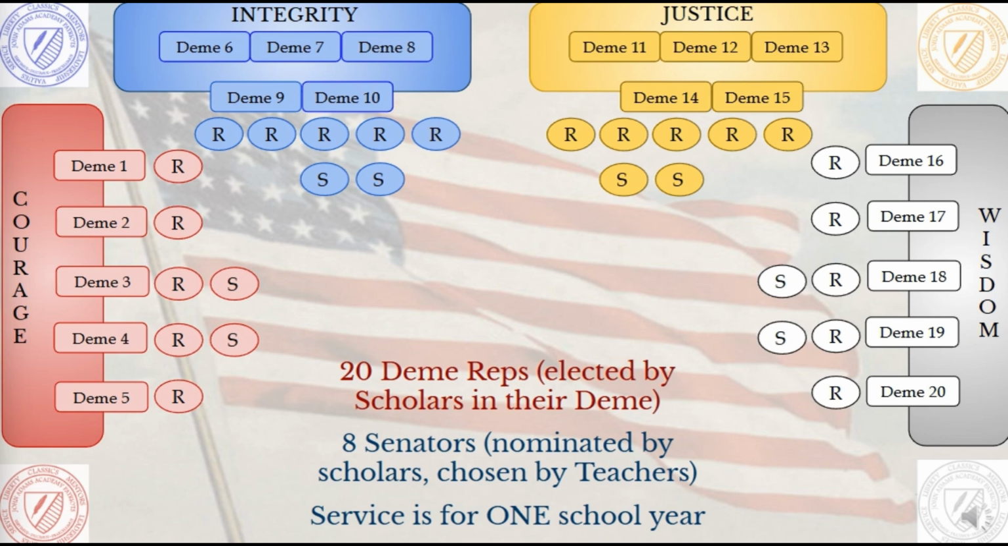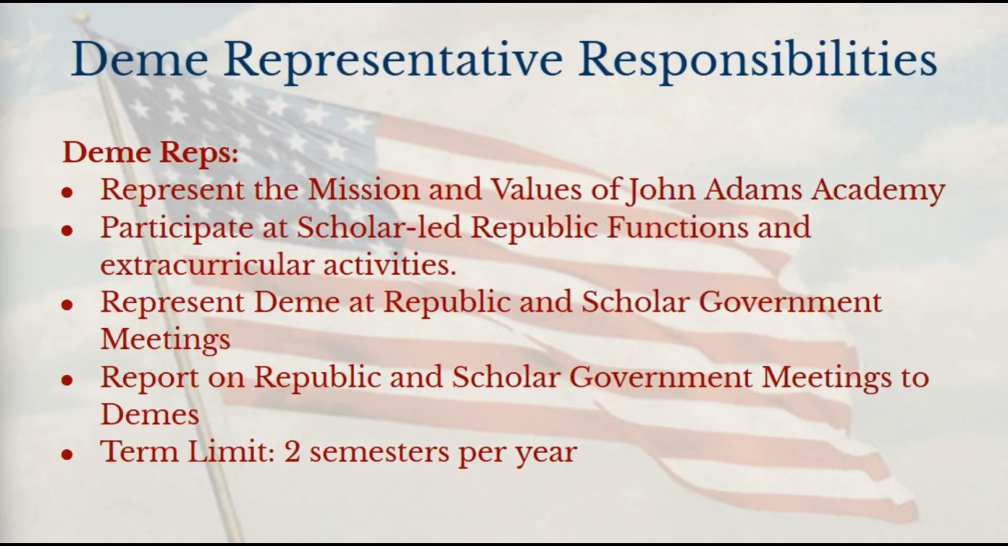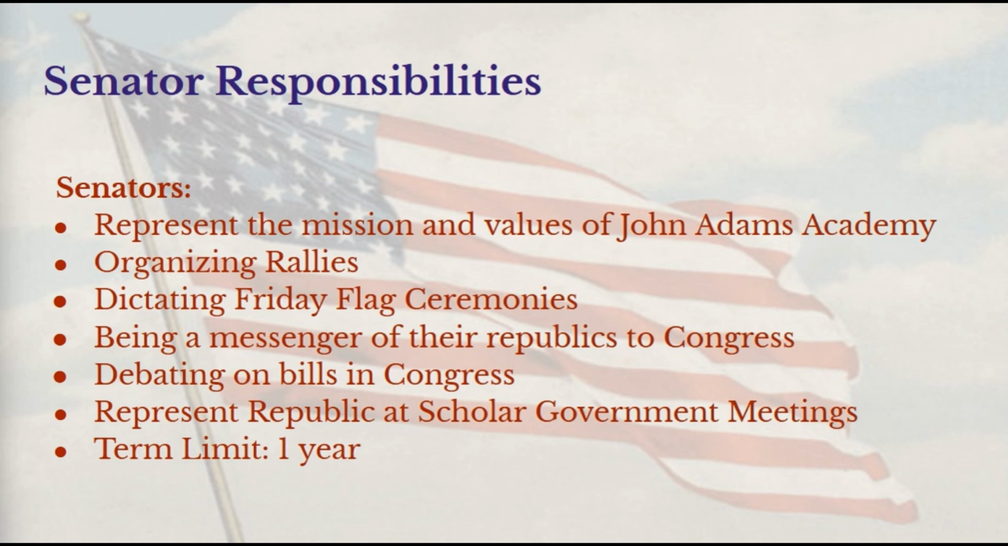Again, there are 20 dean reps elected by scholars and their deans. Dean rep elections will take place within the first 2 weeks of school during leadership class. There are 8 senators nominated by scholars and chosen by teachers. Service is for 1 school year. Before accepting a nomination for dean representative, please take note of the responsibilities of this position. Please take note of senator responsibilities.